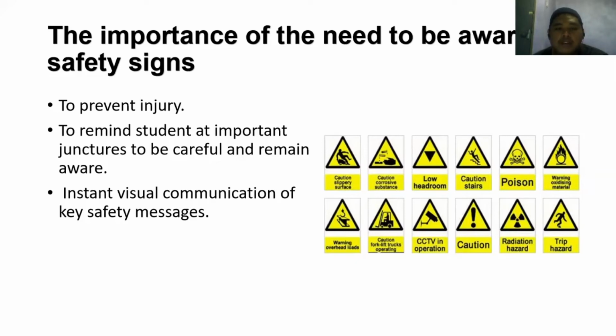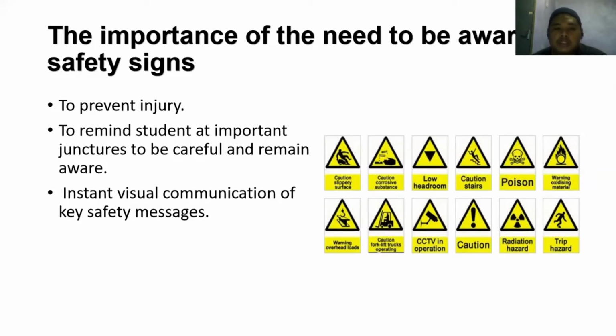So in this part of the video, I will tell you about the importance of the need to be aware of safety signs. So the primary importance of displaying safety signs is to prevent injury and ensure staff and visitors are well aware of the possible danger and hazard ahead in certain situations. Without signs, many employees, students or lecturers will lack the necessary direction in time of crisis, and employers, students, and lecturers might find themselves in significant legal difficulty if any accident were to arise as a result.